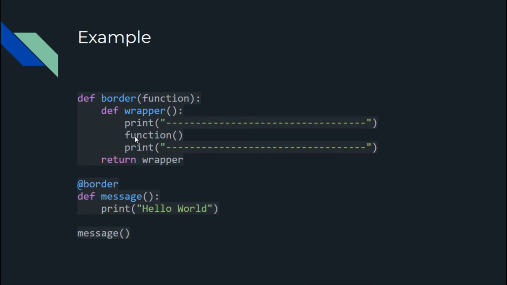Then we need to call this parameter as a function, because this function here is kind of like a placeholder for the second function here to run. So wherever we put the function, it's going to print out this code, or it's going to run whatever code is inside of this function. If we put function after this line, for example, then it's going to print out two sets of hyphens, and then it's going to print out hello world in this example.